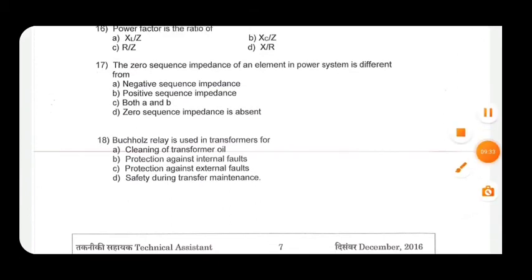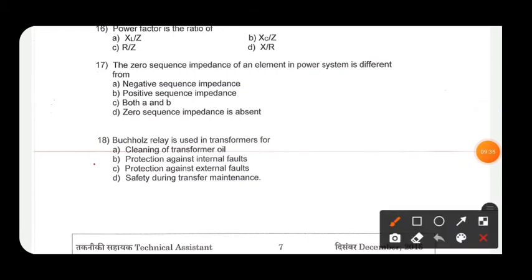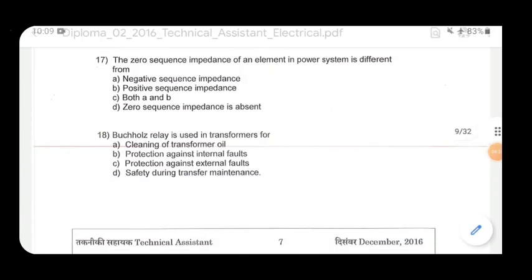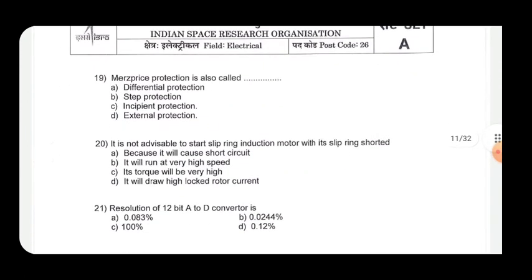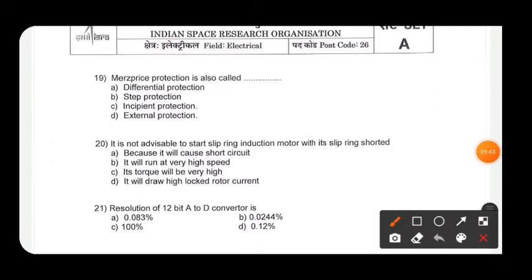Next is Buchholz relay, which is used in a transformer for protection against internal fault, okay. So this is a most repeatable question. Next is Merz-Price protection, which is also known as differential protection, okay.